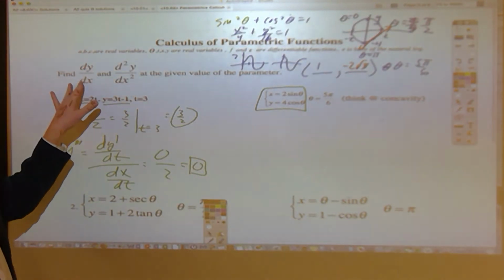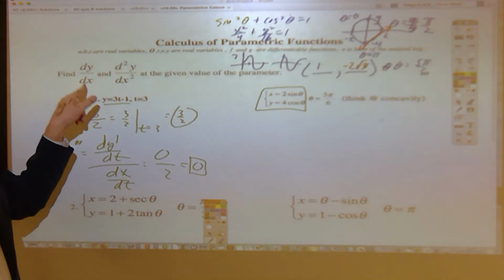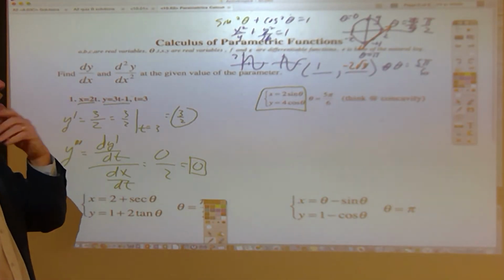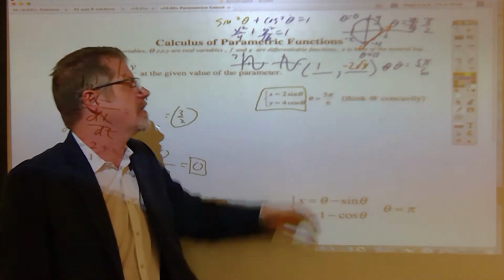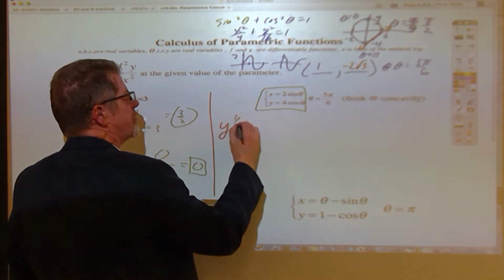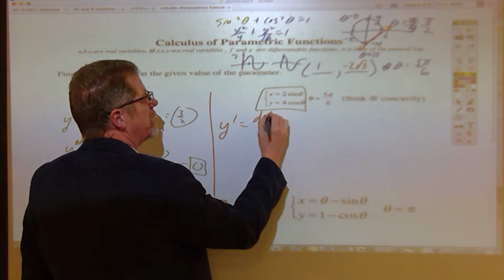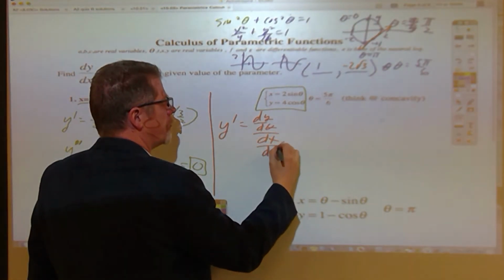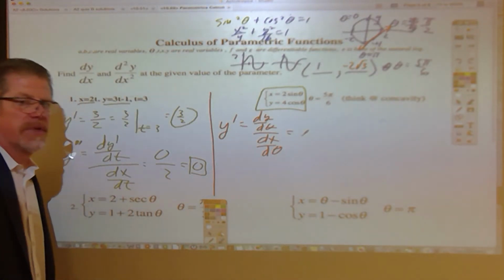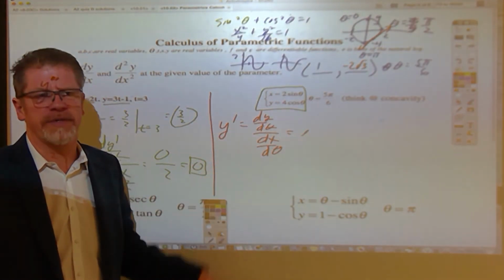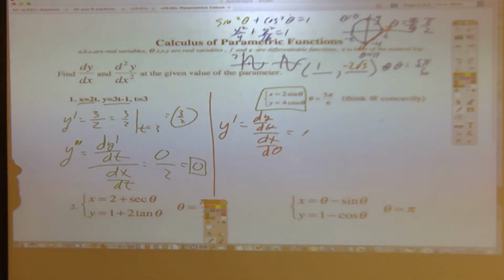This question is asking us to find the slope of the tangent line drawn to the curve at the point 1 comma negative 2 radical 3. So let's proceed. Let's use our formula using the calculus of parametric equations. Let's find dy d theta over dx d theta. Would you go ahead and perform those calculations? Take the derivative of the y parametric equation divided by the derivative of the x parametric equation to find the slope of the tangent line at that point.